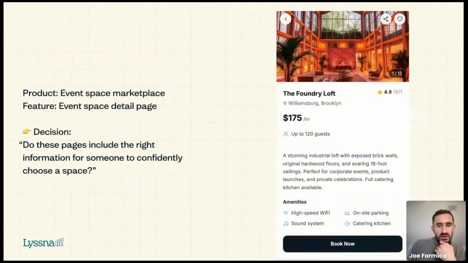So let's look at another example. Event space marketplace. We could think of the same one that we were just looking at, but this time we're looking at an event space detail page. And maybe the decision, or what we're trying to learn from this research, is, do these pages include the right information for someone to confidently choose a space? If someone's browsing for a spot to host their next event, are these pages giving them the information they need to do that? And if not, what's missing?